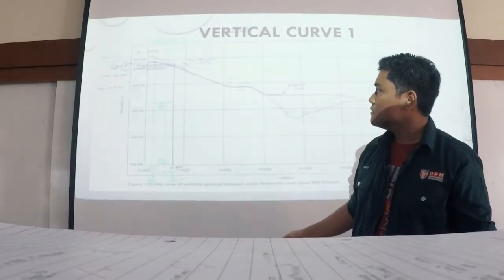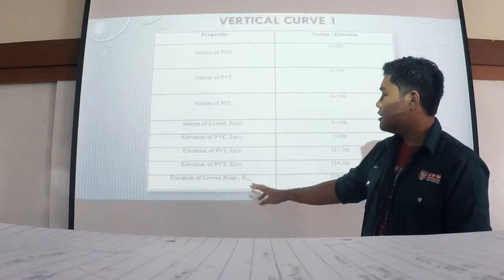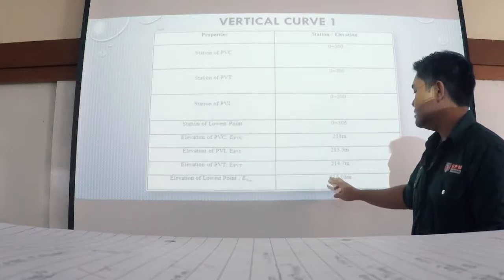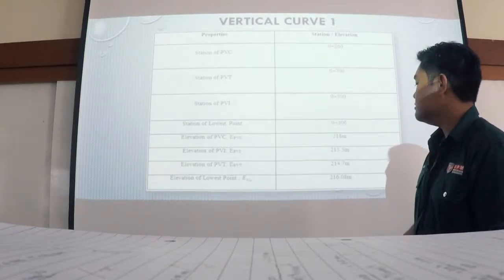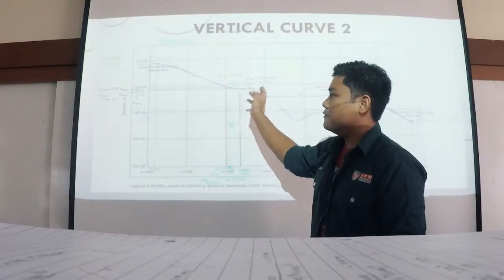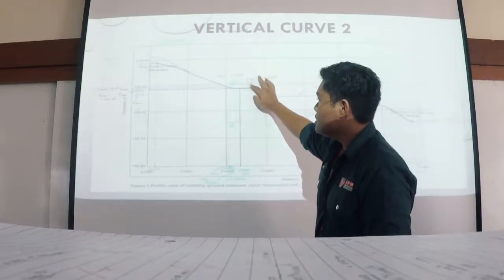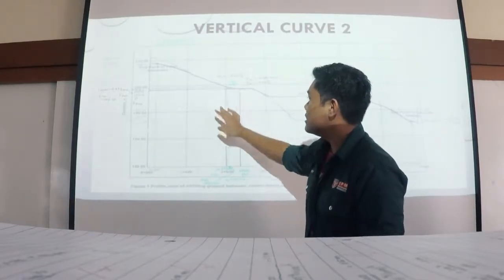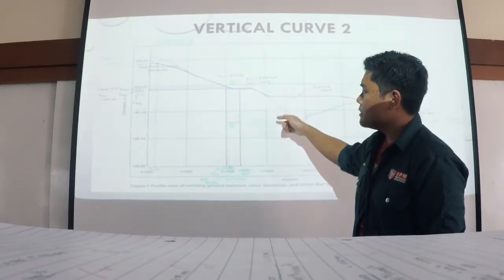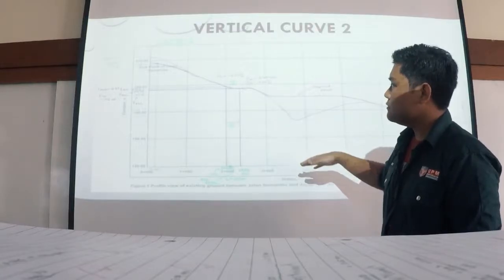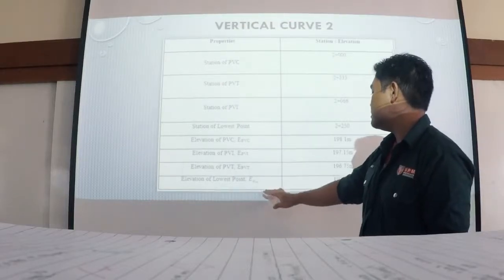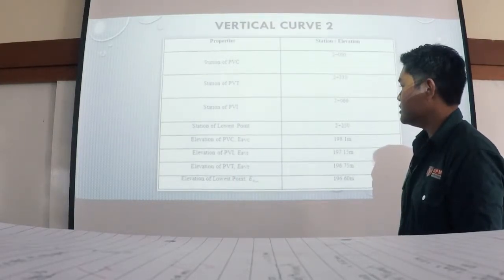And next. Okay, for the vertical one, we got the elevation of the lowest point, which is the peak one. The elevation is 216 meter. Okay, for the station 2, which is before the traffic lights, before the intersections, this is the set curve we calculate, and the elevations of the set curve is next. Okay, we got the 196 meter.